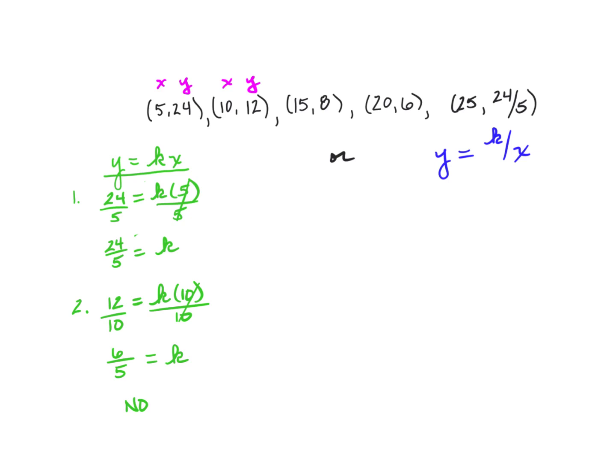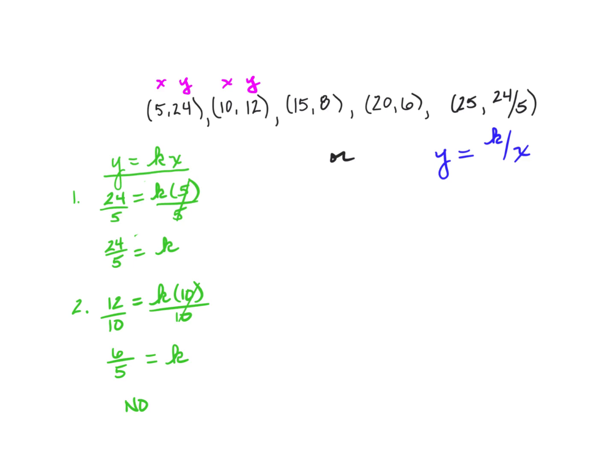So you can see I've already tested the first one in green. I wrote y equals kx, and then I just chose the first 2 points. I could have chosen any 2 points. I just did the first 2. And I plugged in, for the first one, I let x be 5 and y be 24. And then I solve for k by dividing by 5 on both sides. And I get k equals 24 over 5.